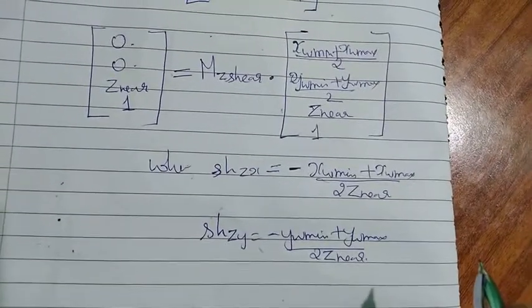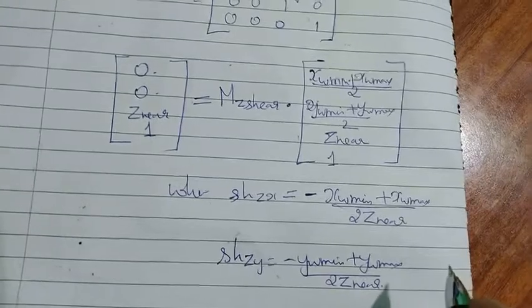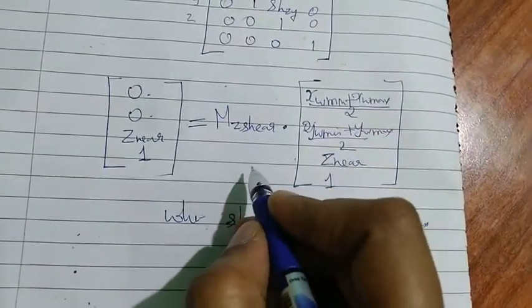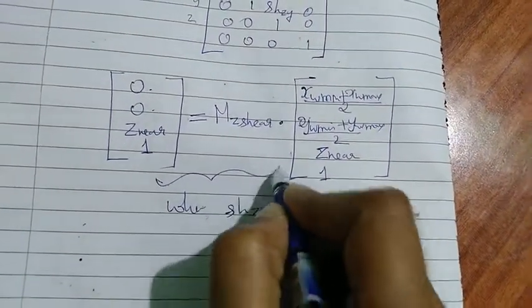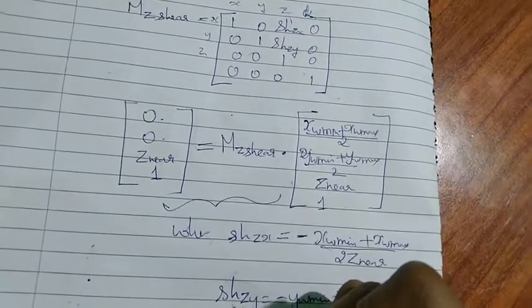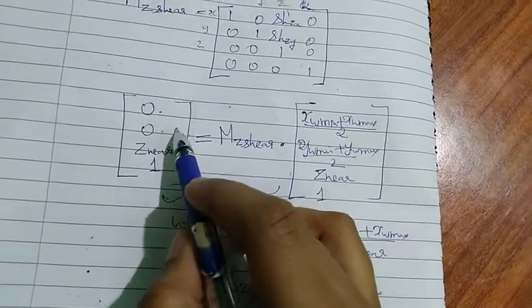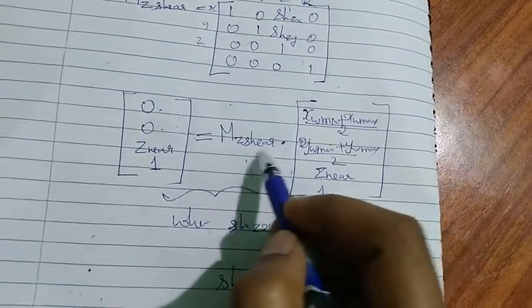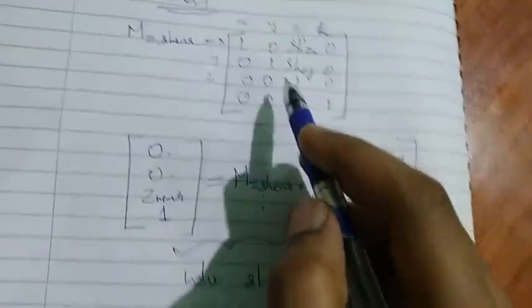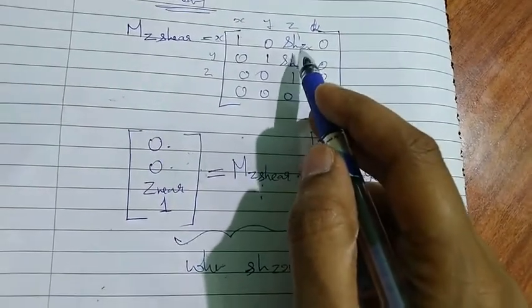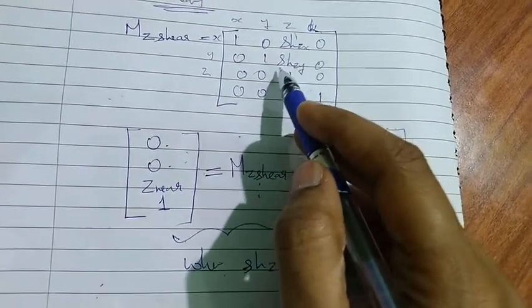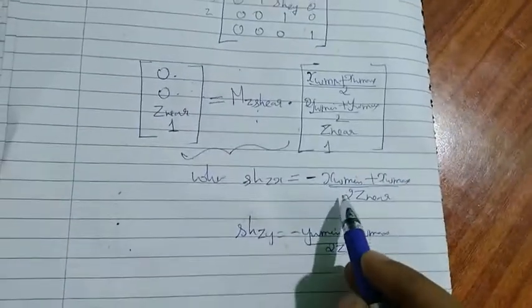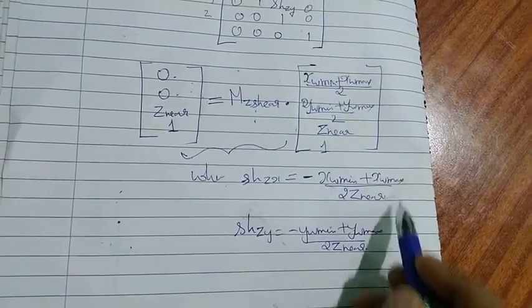Here the shearing parameters should be chosen in such a way that it satisfies this expression. Means we are supposed to obtain the 0, 0, z near value. This can be done when, in this shearing matrix, sh zx and sh zy bear values like this.